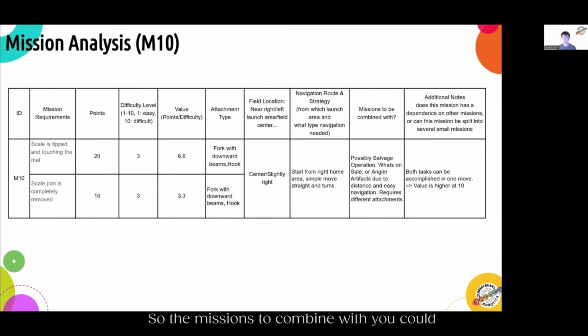As for the missions to combine with, you could possibly combine it with Salvage Operation, What's on Sale, or Angular Artifacts due to the distance, and since it won't be too hard to navigate to them. However, it is worth noting that these missions would require a different set of attachments, so we couldn't use the same fork or hook to solve them. So mainly it's just because of the distance.